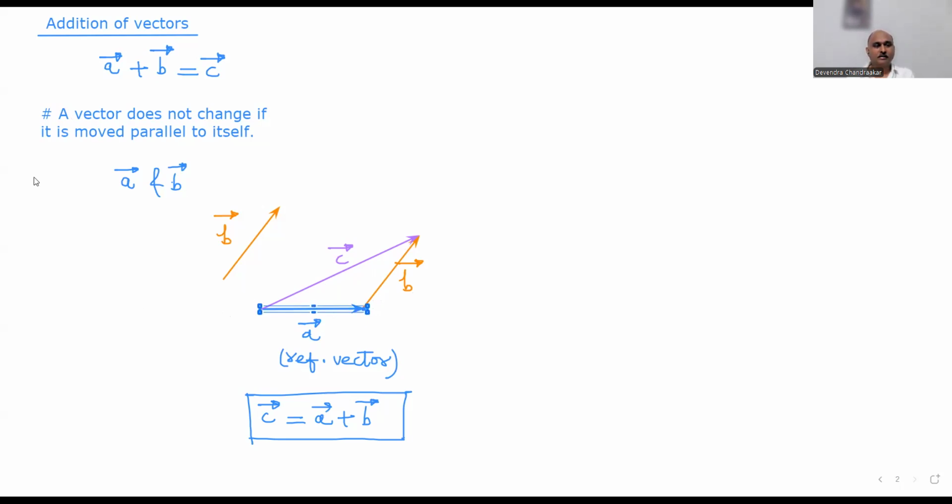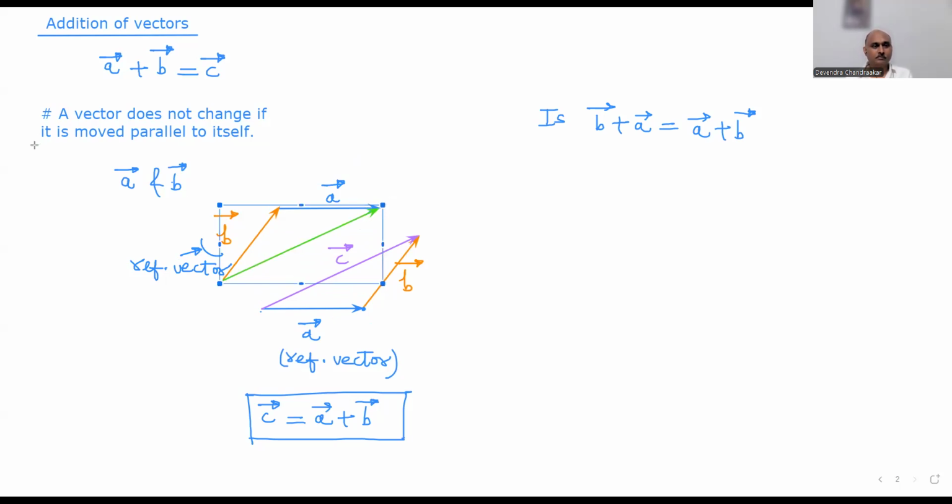Similarly, the question now arises: is B plus A equal to A plus B? What we will do here is fix vector B. So now we are keeping vector B as the reference vector, and we move vector A parallel to itself such that the tail of vector A coincides with the head of vector B. Now you can draw a vector in between. You can see that it is identical to what we have drawn. If you move this vector, it completely superposes on the other vector C, right? So it is the same vector.